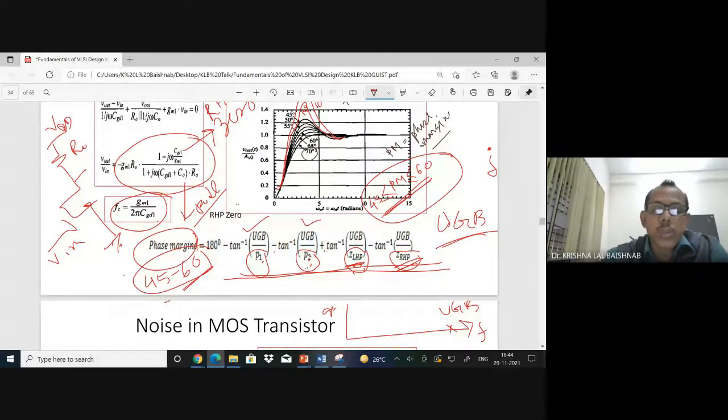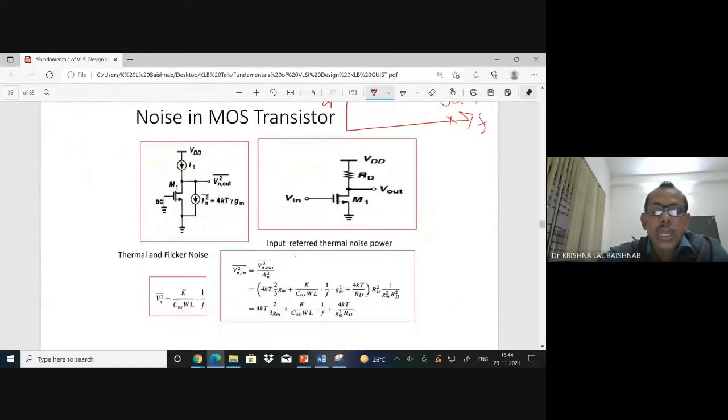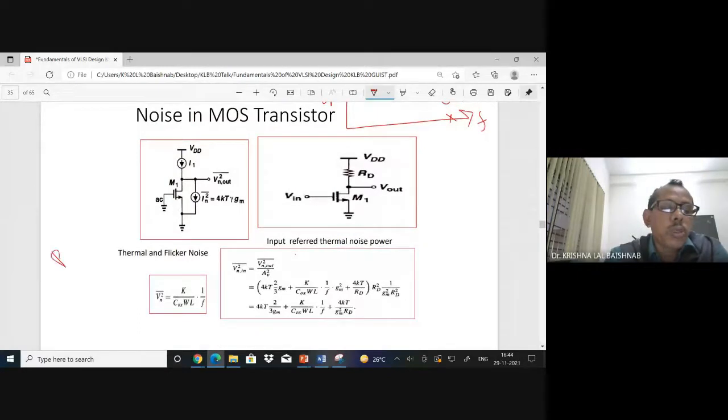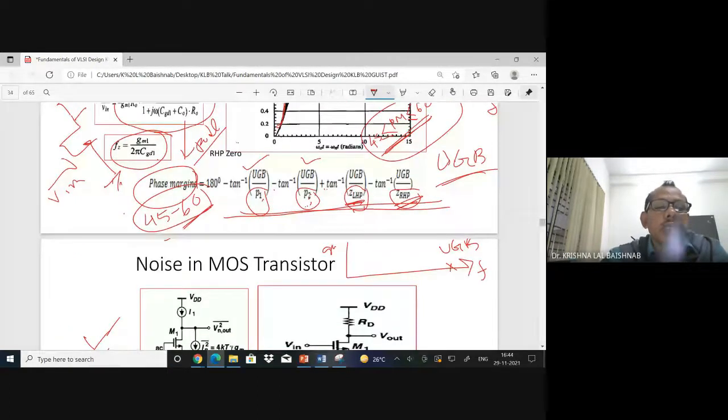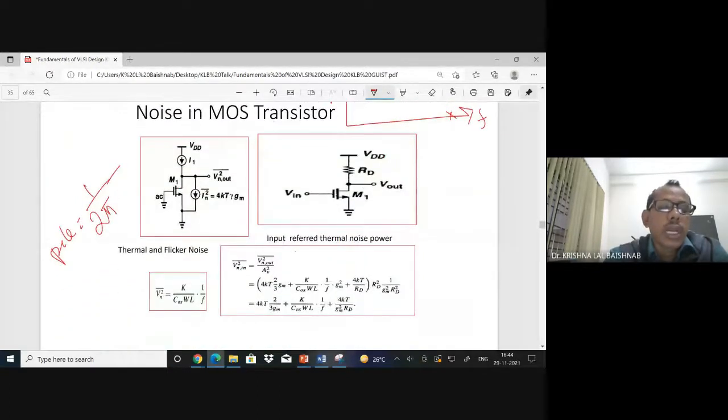A pole is equal to what? We have seen 1 by 2 pi RC. R means, you see, 1 by GM, so GM by C. This is my fundamental formula. But in the case of MOS, R means 1 by GM. Here G will come over C.